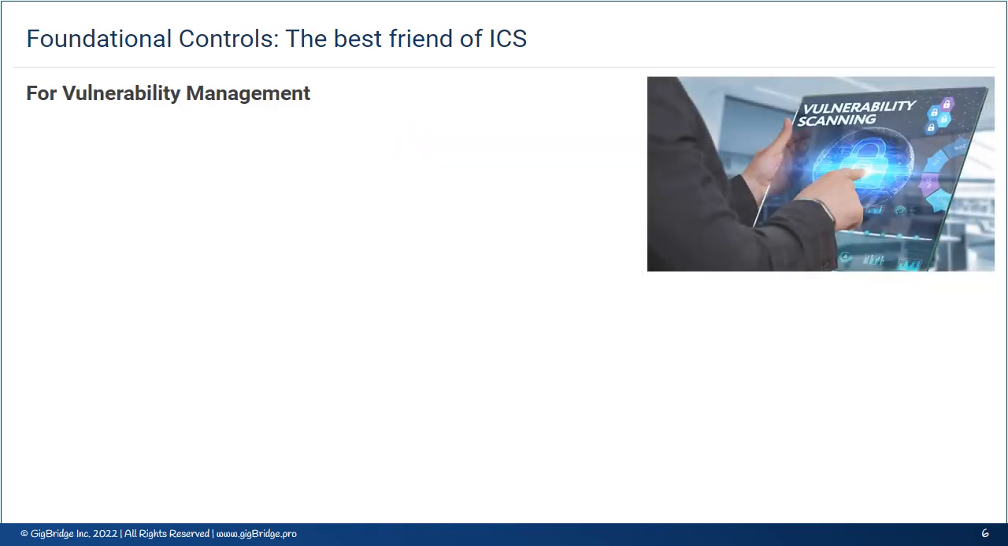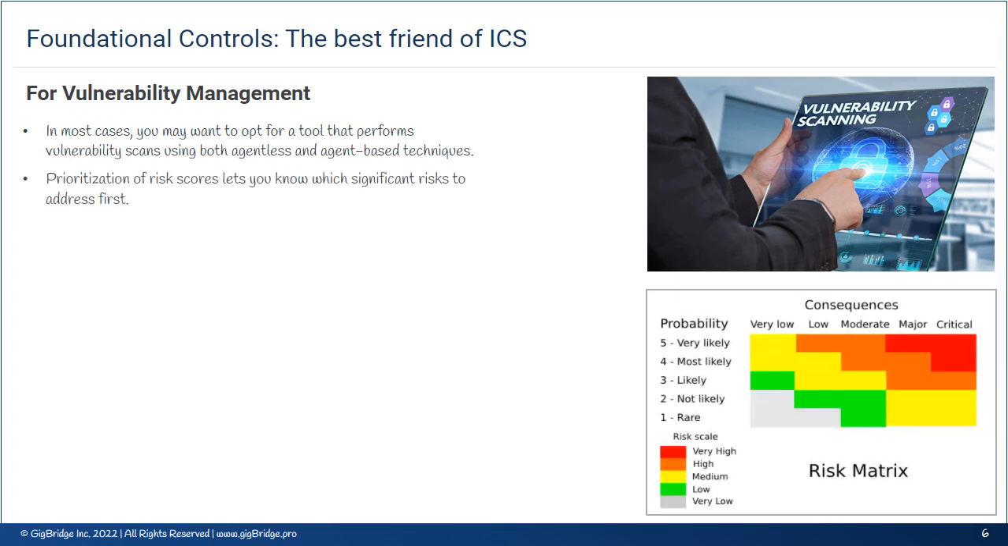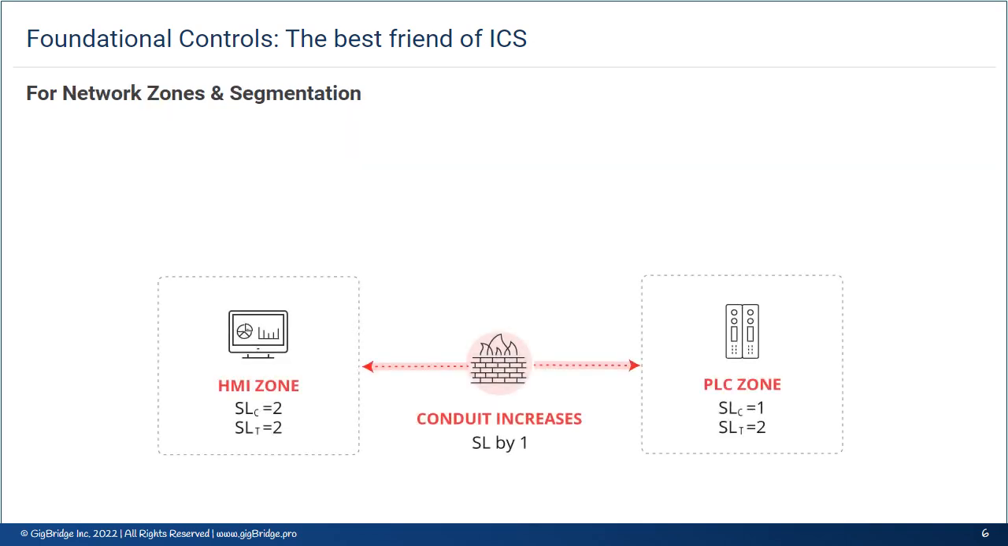Vulnerability management. Selecting the appropriate VM tool for an industrial environment requires extra care. In most cases, you'll want a tool that performs vulnerability scans using both agentless and agent-based techniques. This is especially useful when your environment contains endpoints with intermittent connectivity. In addition, remember that risk scores must be prioritized in a manner that enables you to comprehend how to remediate the greatest risks first. If you receive a flood of high-severity vulnerability alerts without prioritization guidance, your vulnerability management (VM) tool is insufficiently sophisticated.